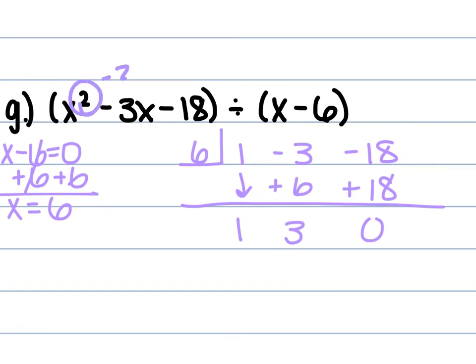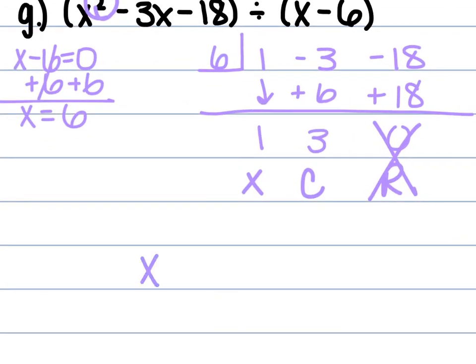A 2. 2 minus 1 is 1x. So we're going to have this be an x. This is going to be our constant, and we have a remainder of 0, which means we don't have a remainder. So it's just going to be x plus 3.